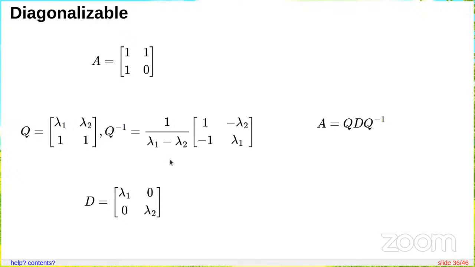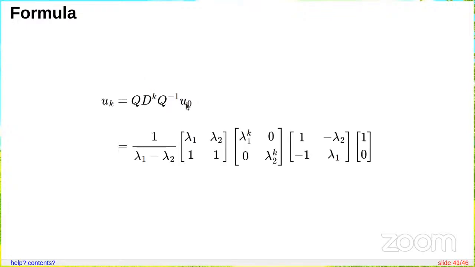Once we have come so far, we'll go back to the Fibonacci sequence, the recurrence relation. The kth term is A power k times U0. We now know what A is, Q D Q inverse, so I'm just going to substitute that. What will be the next step on the right hand side? Q D to the power k, Q inverse U0.